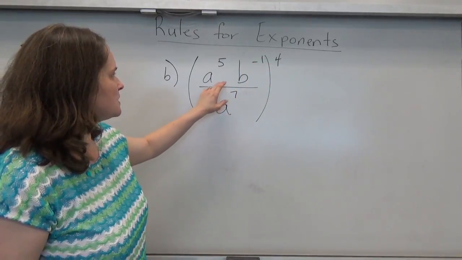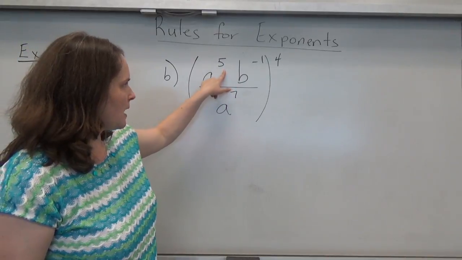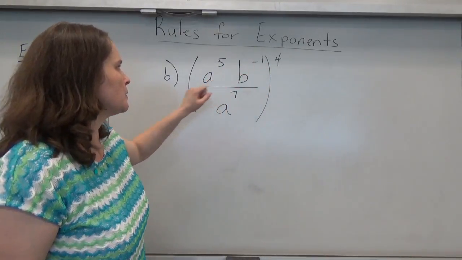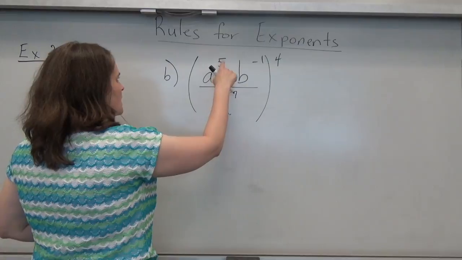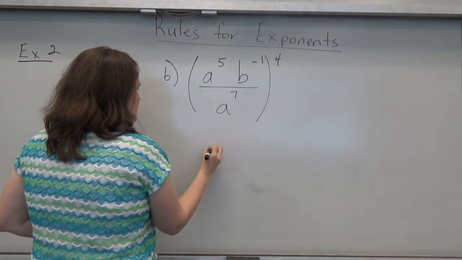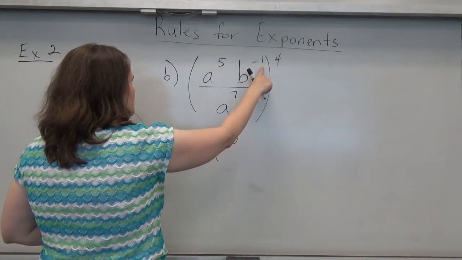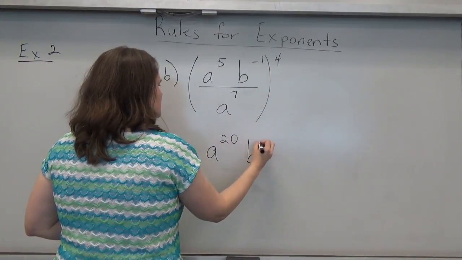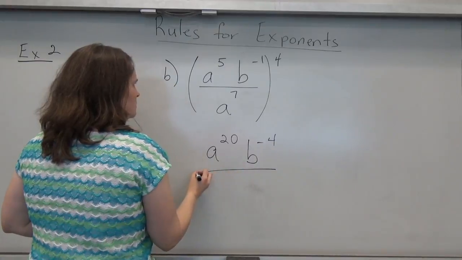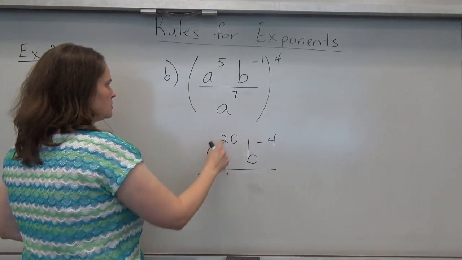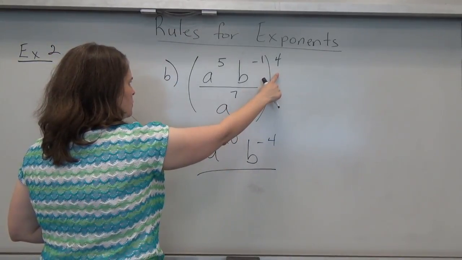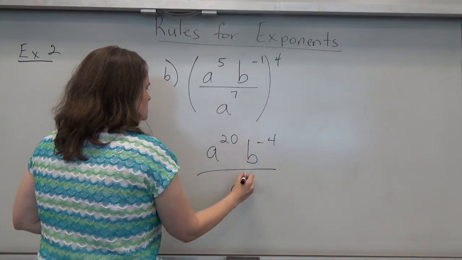So I know that I need to multiply. I'm doing a power to a power. I want to multiply my exponents. It'll become a, and then that's going to be 5 times 4, so a to the 20th. And then this will be b, multiply negative 1 times 4, so b to the negative 4th. And then in the denominator, I'm going to do a to the 7th raised to the 4th, so that it becomes a to the 28th power.